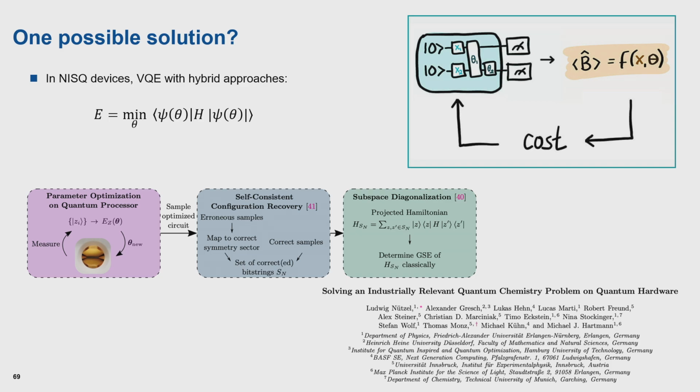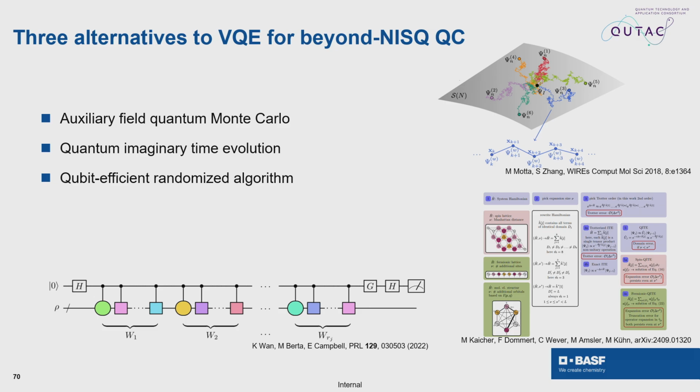But we know, unfortunately, that this type of algorithm suffers from a problem: the barren plateau. This problem says that the gradient of this functional with respect to the parameters can be very, very flat. So if you want to optimize this functional, you won't be able to find a good minimum. That's why in the QUTAC working group we try to find alternatives to VQE that are beyond-NISQ or early-fault-tolerant.